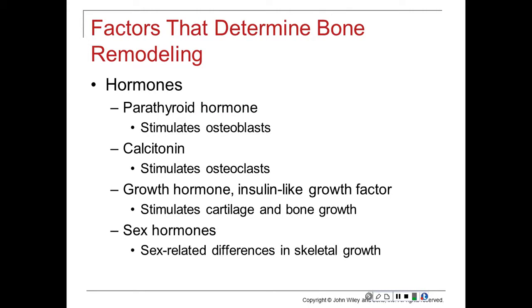Growth hormone, like insulin-like growth factors, are going to stimulate both cartilage and bone growth. And the sex hormones, estrogen and testosterone, are going to determine the sex-related differences in the skeletal growth. In other words, wider hips versus broader shoulders, etc.